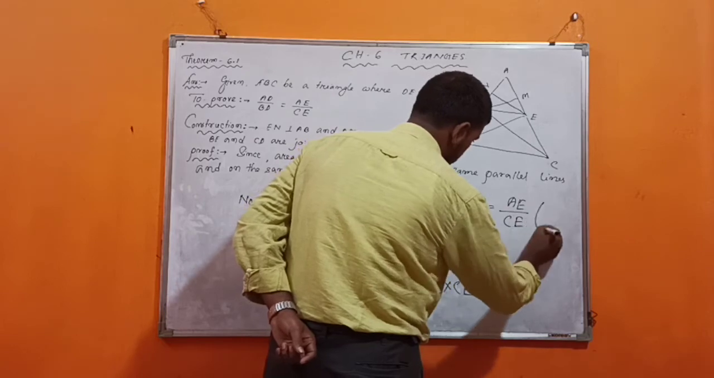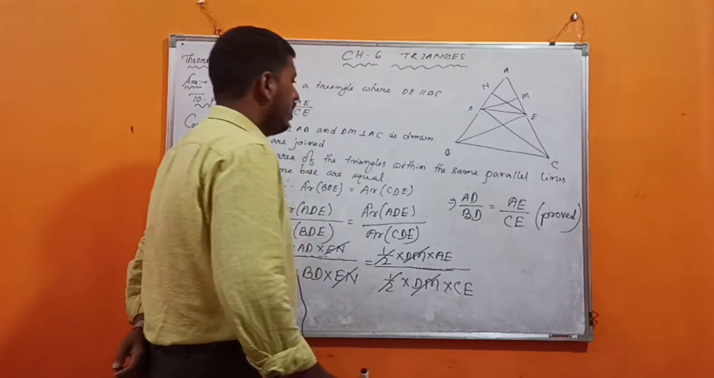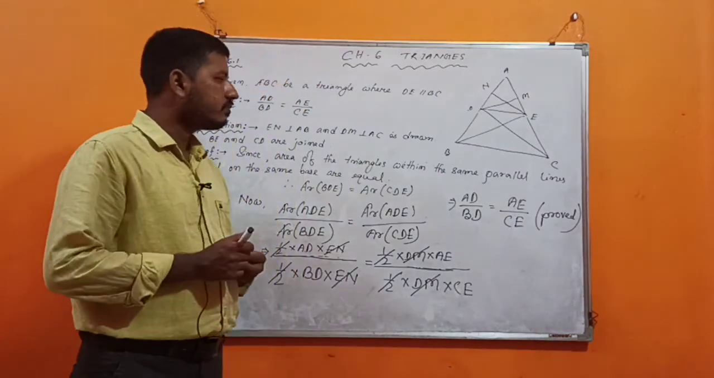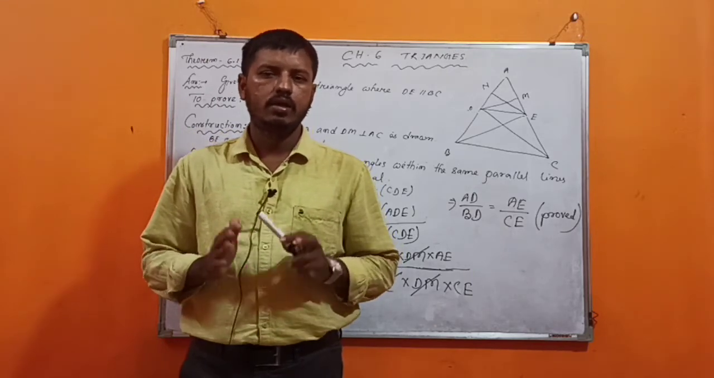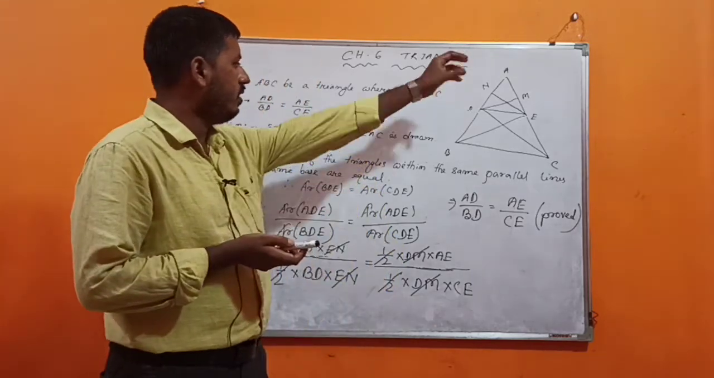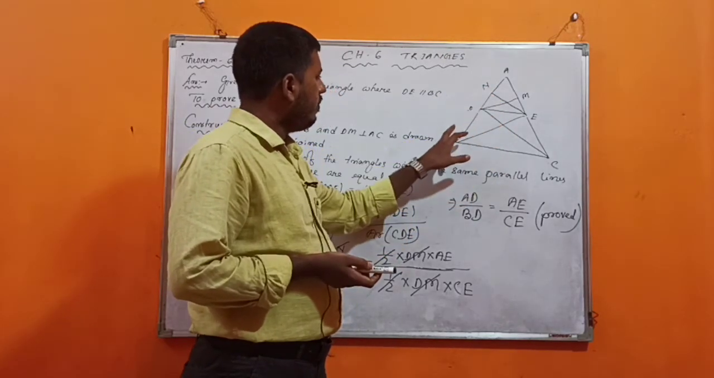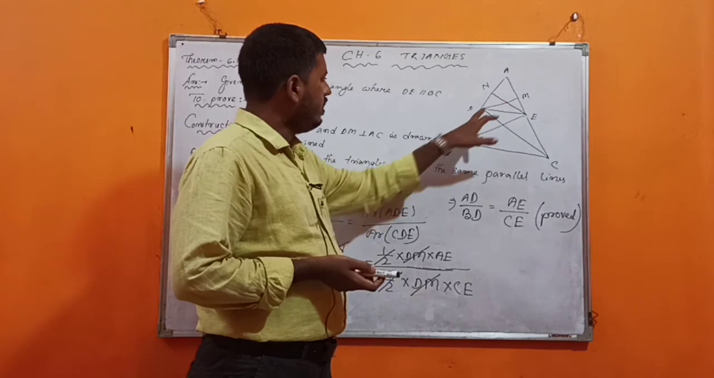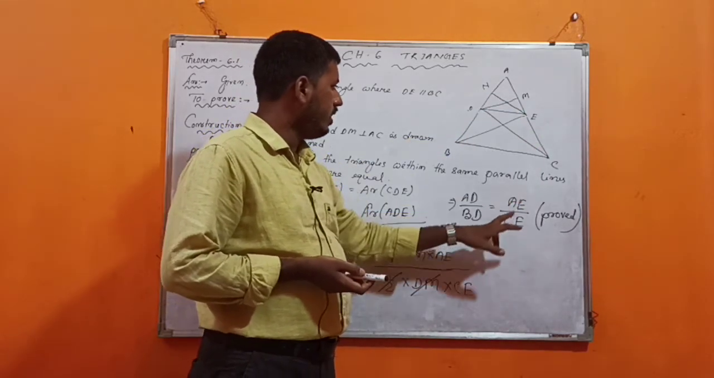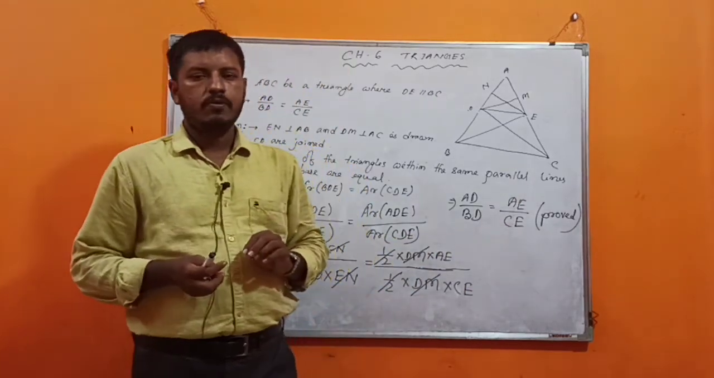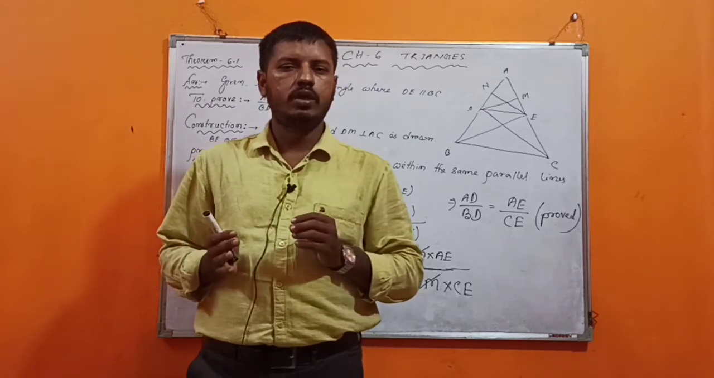Okay, good. So this is our targeted part to prove: a line parallel to one side of a triangle divides the other two sides in the equal ratio. So what I have proved here: DE was parallel to BC, and I had to prove AD by BD equal to AE by CE, and then I have proved AD by BD equal to AE by CE.